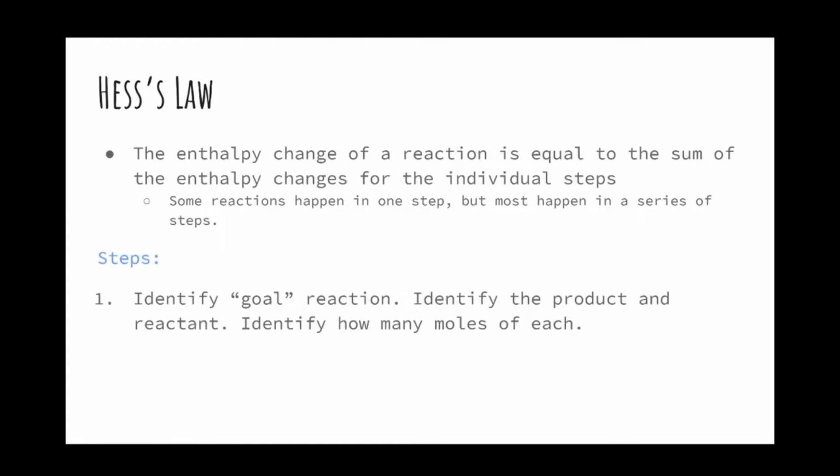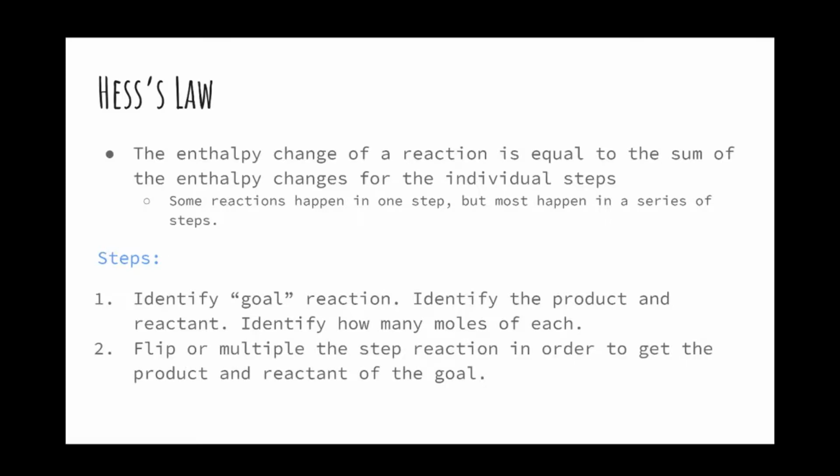So when we're dealing with a Hess's law problem, there's a couple things that we need to do. The first thing is we need to identify what our goal reaction is, and that's going to be kind of like our main reaction. Once we identify that goal reaction, we're going to be paying attention to it, and we're going to identify what the products are and what the reactants are, and we also need to identify how many moles we have of each.